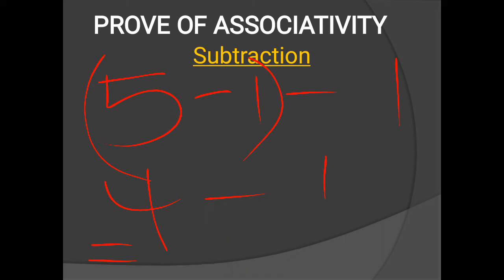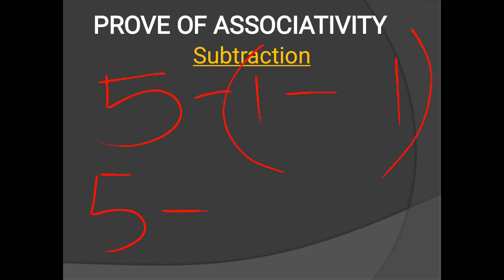Okay, let's group the last two. So grouping the last two, we have 1 minus 1, which is what? 0. 5 minus 0 is 5. So you see, different. So subtraction is not associative. Let's look at division.